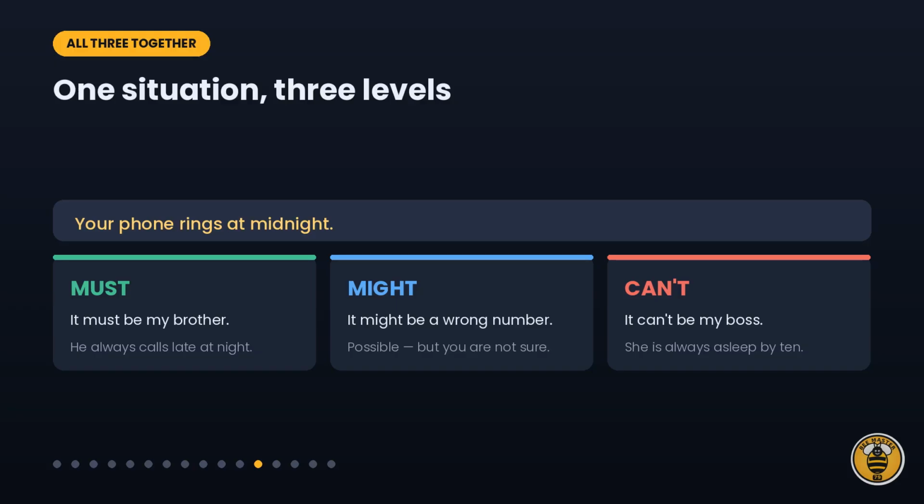Let's put all three levels together in one situation. Your phone rings at midnight. It must be my brother. He always calls late at night. It might be a wrong number. That is possible, but you are not sure. It can't be my boss. She is always asleep by 10. One situation, three different levels of certainty.